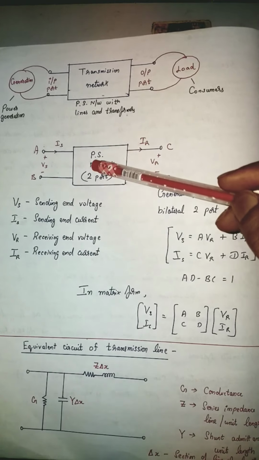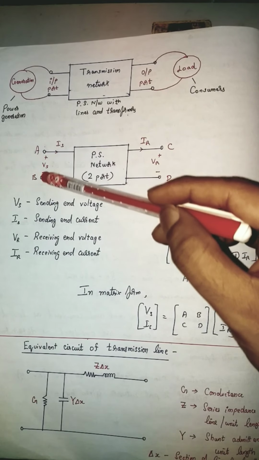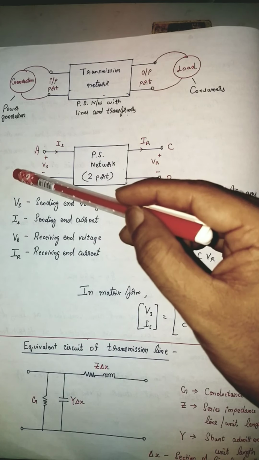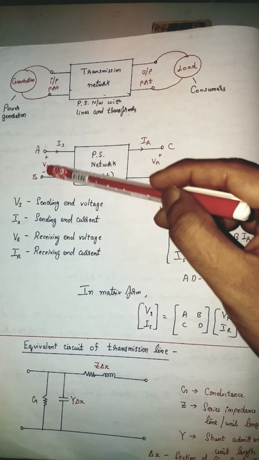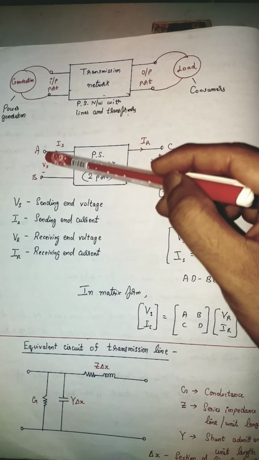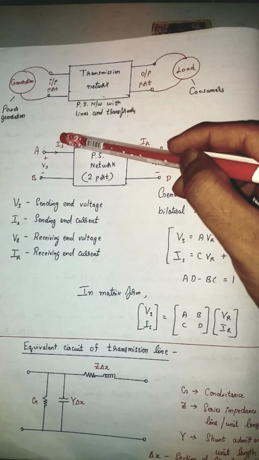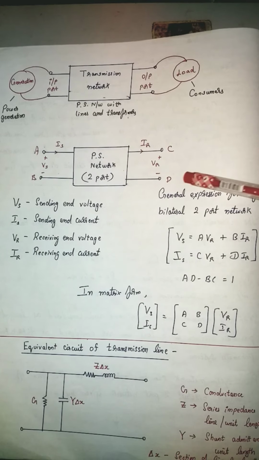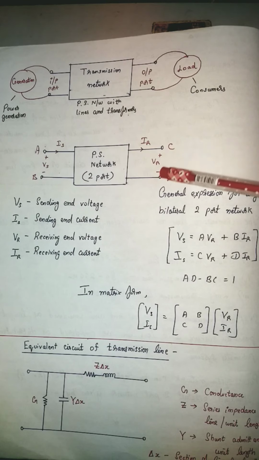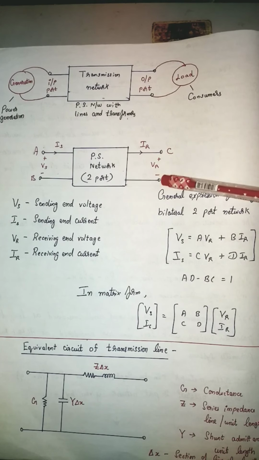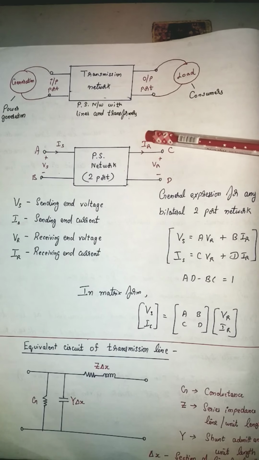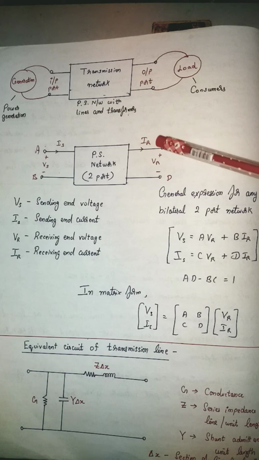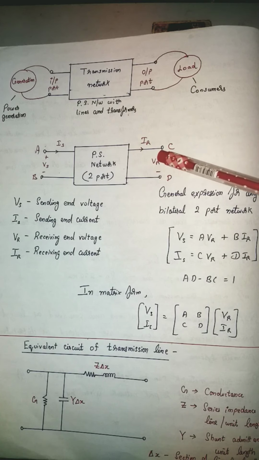Since A and B together is called the input port, it is connected to the generator. This voltage that you are seeing here is called the sending end voltage, and IS is the sending end current. And here port CD, which is the output port, will be connected to the load, and so this is called the receiving end voltage across CD, and then the receiving end current. Sending end voltage, sending end current, receiving end current, and receiving end voltage.